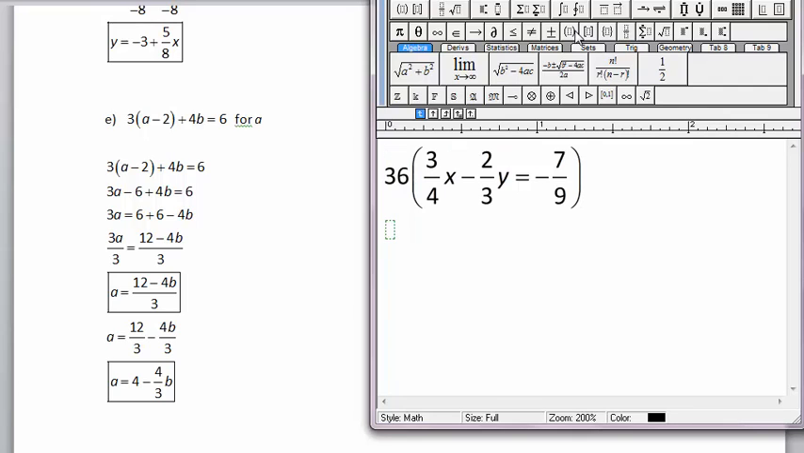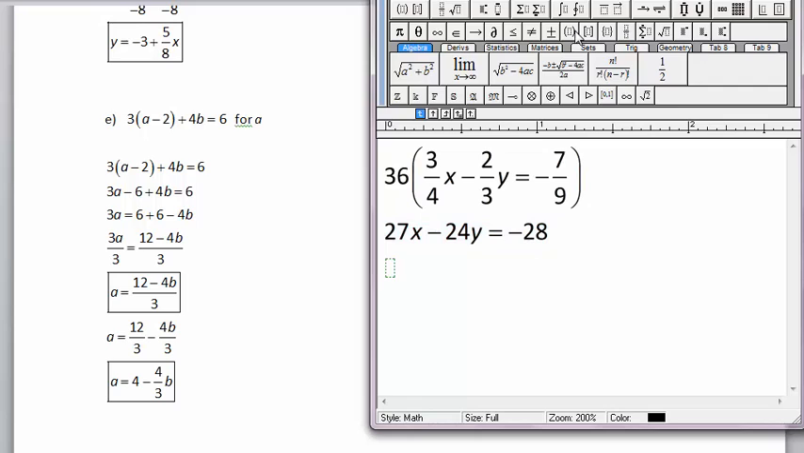So when you multiply 3/4 x times 36, you know that 4 goes into 36 9 times. 9 times 3 is 27. X minus 3 goes into 36 12 times. 12 times 2 is 24. Y equals, we know that 9 goes into 36 4 times, and 4 times negative 7 is negative 28. So now we're going to work on this equation and we're going to solve it for y.